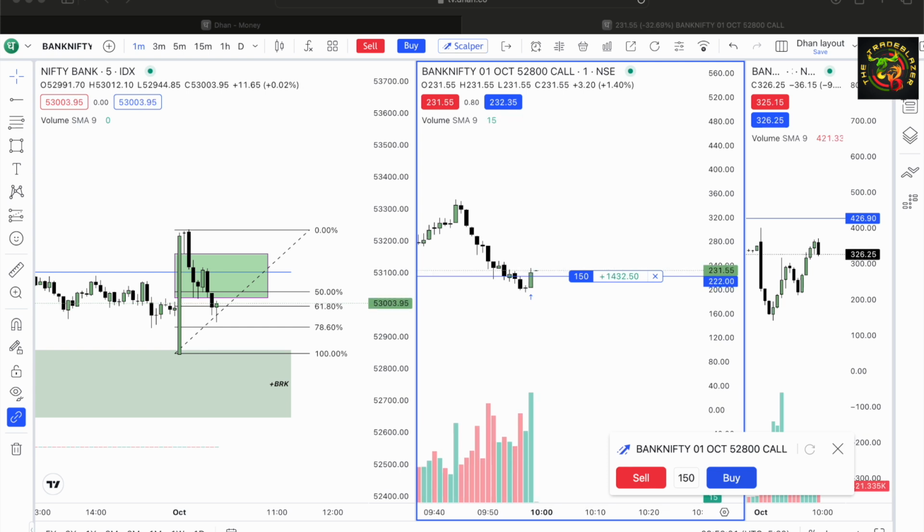Most probably Bank Nifty may bounce back and try to retest the day's high, is what I'm thinking right now, based on which I have taken this trade. We'll see how this trade goes on from here. Thank you.